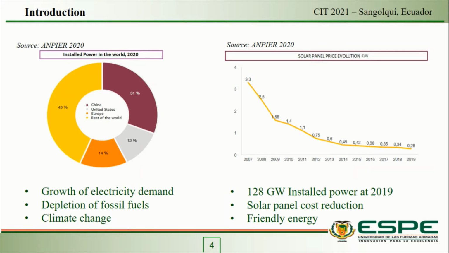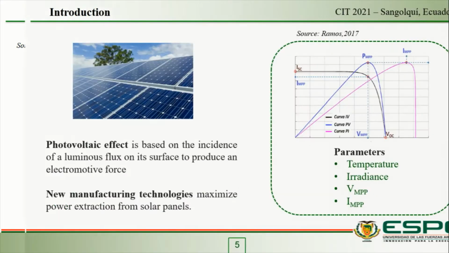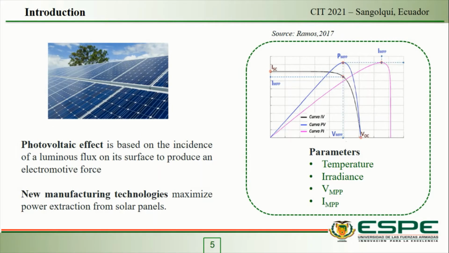In contrast, Brazil and Mexico stood out with a production of 1.2 gigawatts and 2.8 gigawatts respectively in Latin America. Although costs of solar panels have decreased in the last year, external factors such as weather conditions and partial shading limit the energy production of photovoltaic systems. Solar panels use the physical principle known as the photovoltaic effect, which is based on the incidence of a luminous flux on their surface to produce an electromotive force.